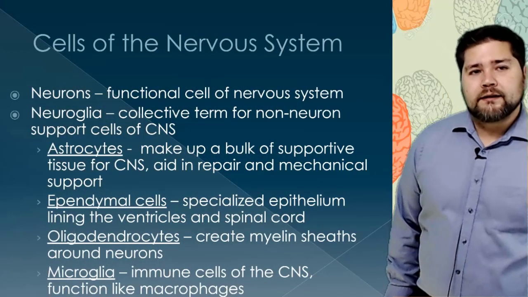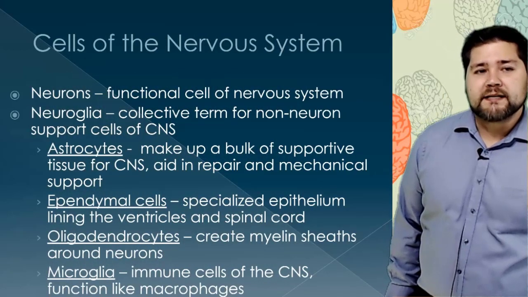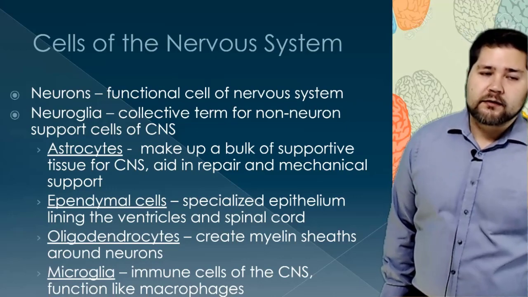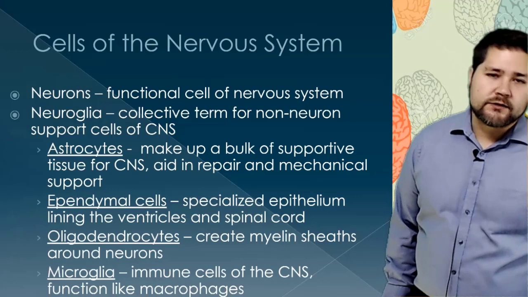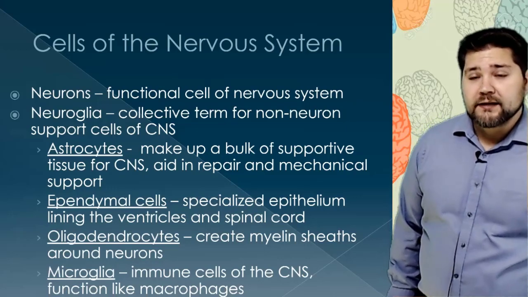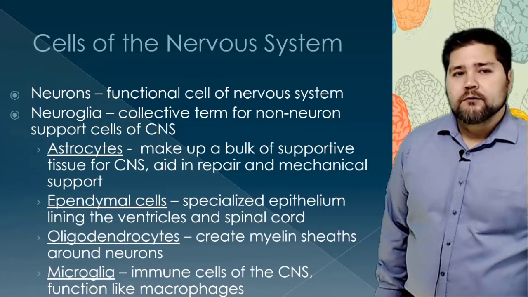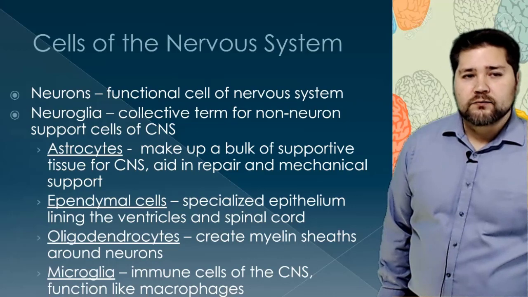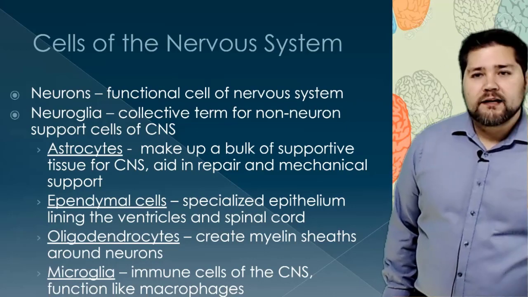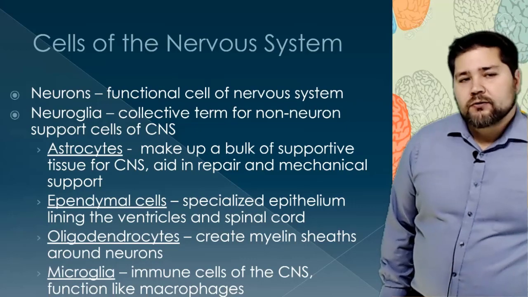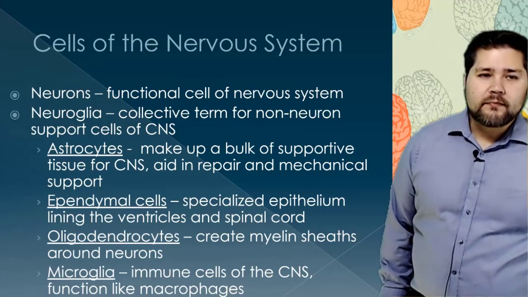So let's go ahead and look at the histology of the nervous system and the main cells we see. There are two primary cell types that you're going to be dealing with. The first is neurons. Without neurons, we really don't have any neural function, and these are the functional cells of the nervous system. These are what are going to relay our action potentials from one area to the next, whether it's in the brain itself, from the brain to the spinal cord, or from the spinal cord to the rest of the body. So neurons are important in that regard.